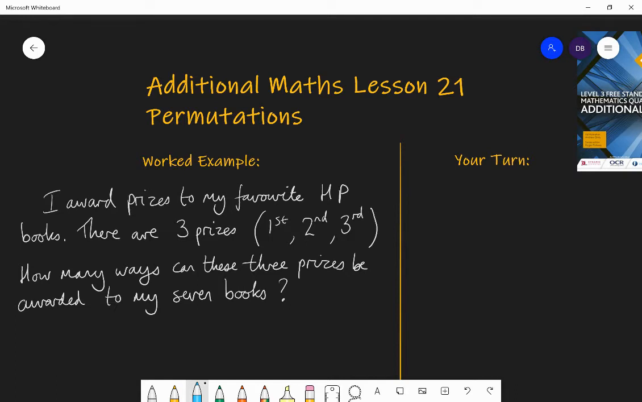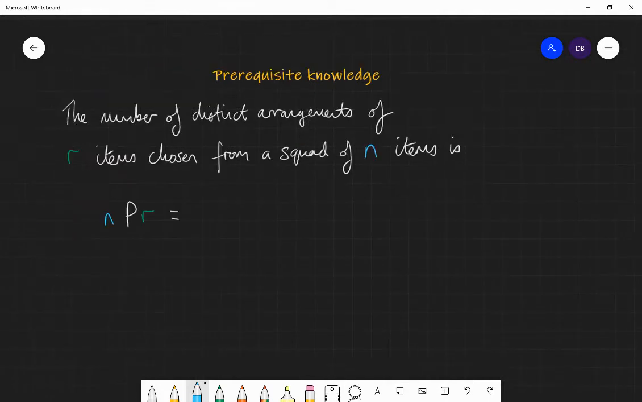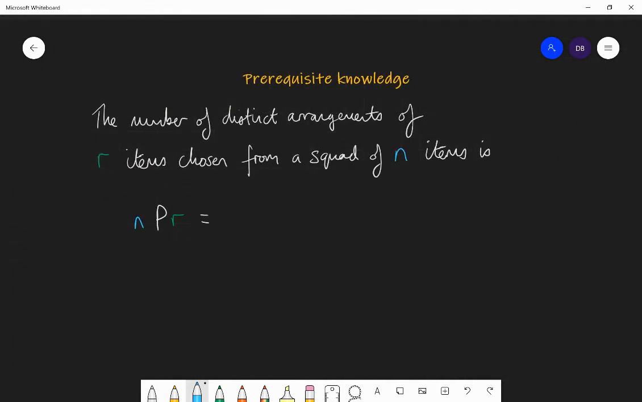Before I go through this first worked example, we have three different worked examples in this lesson. There are lots of different types of questions that could be asked, so I want to carefully go through each type. Before I do so, there's some information we need from last lesson that I just want to remind ourselves of.